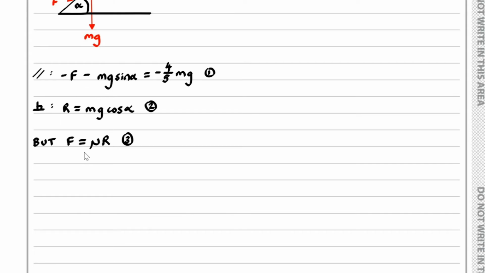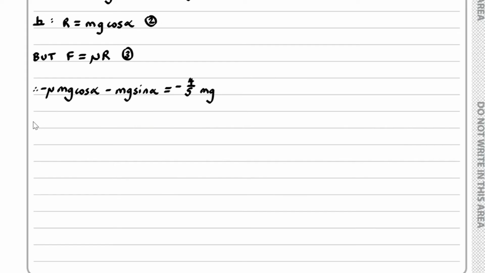what we have is minus F, so that will be minus, and then F is mu R, and R is mg cos alpha, so we have minus mu mg cos alpha minus mg sine alpha, and that's equal to minus 4/5 mg. Now the mg's cancel everywhere, so I'm left with minus mu cos alpha minus sine alpha equals minus 4/5.